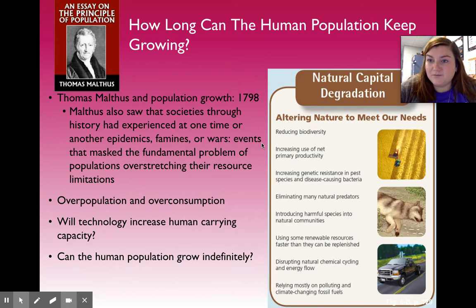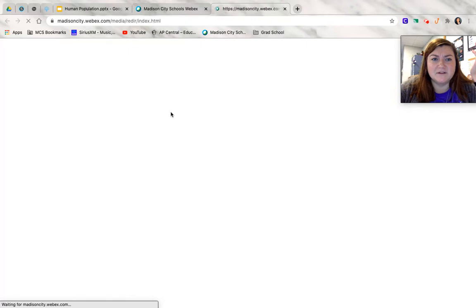So we've got a lot of big words in that, right? But essentially, there were things that would always knock the population back down, kind of like kill a good number of people, knock the population back down. And so his argument was that those events were kind of covering up the issue of populations eventually pushing past their resources.